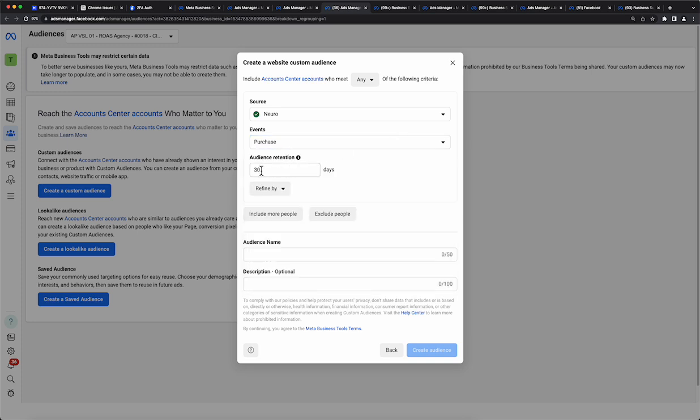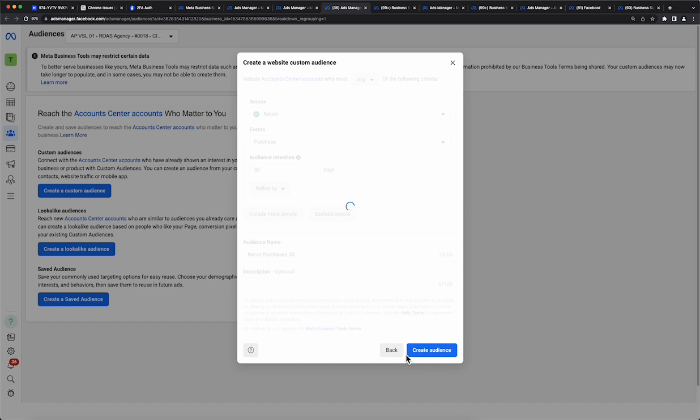But I'm going to use purchases, and you could run this at 180. I usually do 30, because with the foresight that people buy potentially one bottle, it's a 30-day supply, they might be back in the market in another 30 days, right? So I keep it at 30 days. For this, you can put Nerve purchasers or purchasers, and I'm going to put 30 for 30 days, right? And then create audience.